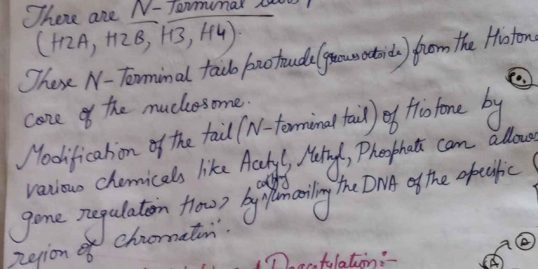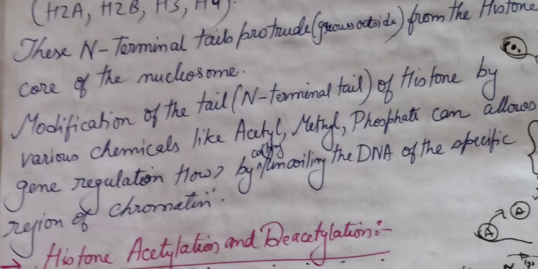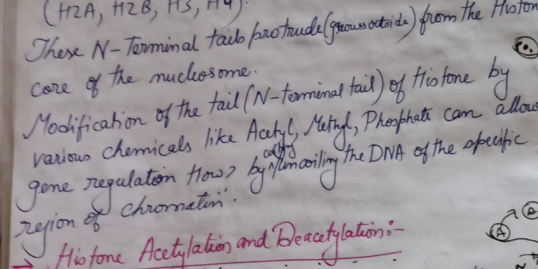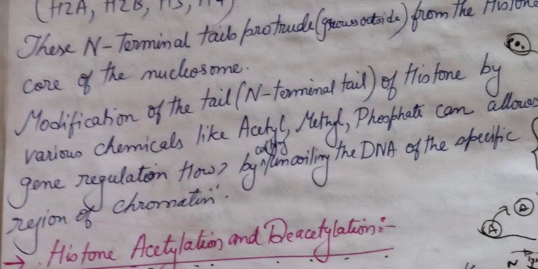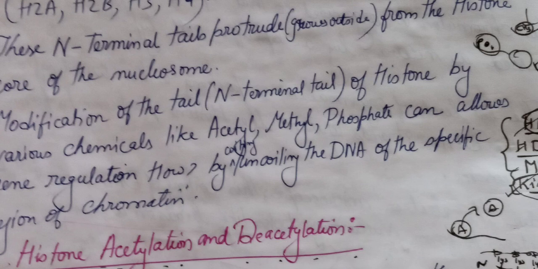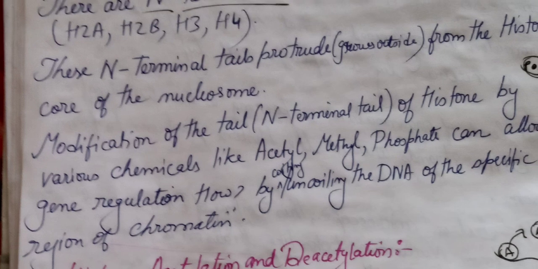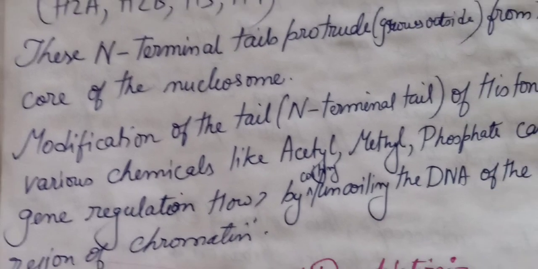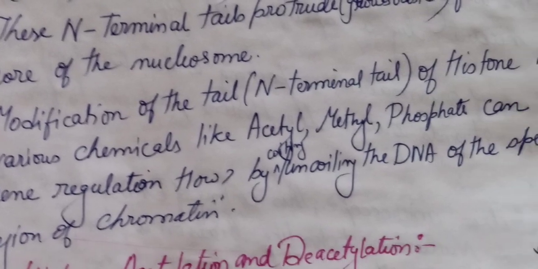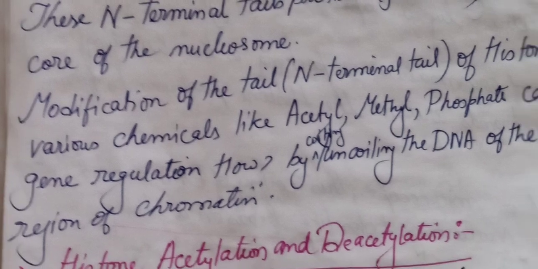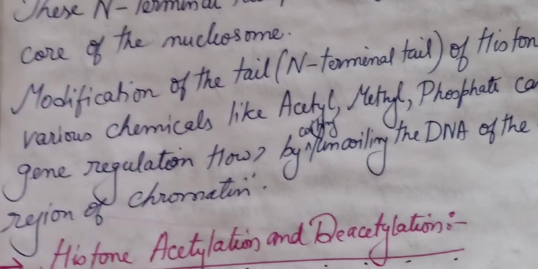Now this tail is actually modified. Modification of the tail of the histone by various chemicals like acetyl group, methyl group, phosphate group can allow the gene regulation. Modification of this tail at certain regions of this histone tail is done by various chemicals. And what are those chemicals? Like acetyl group, methyl group, phosphate group can what? Allow the gene regulation. How?